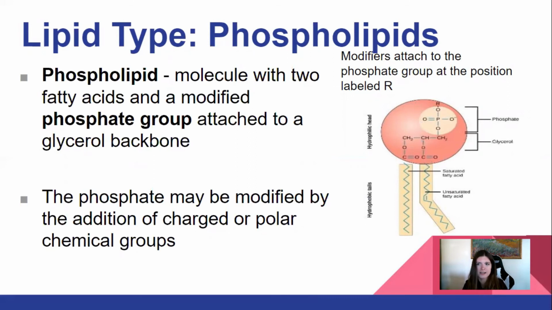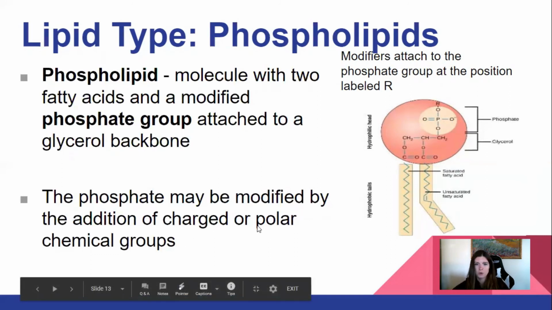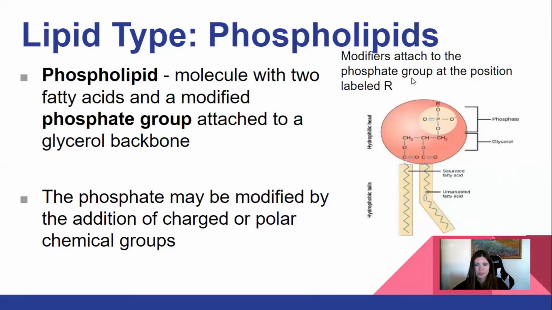So this phosphate polar head of the phospholipid is hydrophilic because it carries slight charges, right? So immediately we can actually see a negative charge here on this oxygen in the phosphate group. So this is going to attract water molecules. In addition, this phosphate group might have even more charged and polar chemical groups attached to it. So this phosphate group is going to orient towards water.